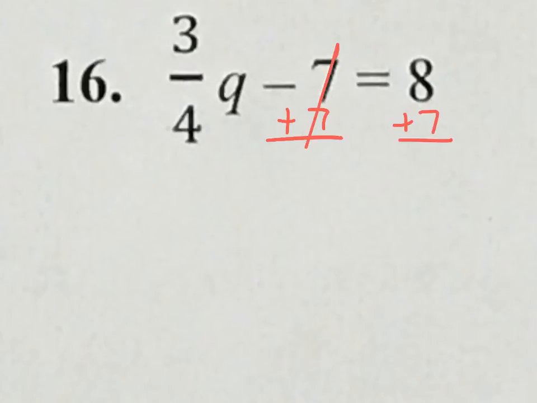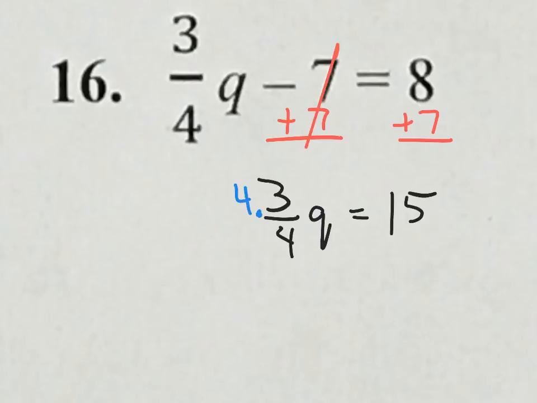So what do I have left? I have a 3/4 q with the equal sign. 8 plus 7 is 15. There's my new equation. It's a little bit nicer. I still need to get rid of the fraction by multiplying both sides by 4.